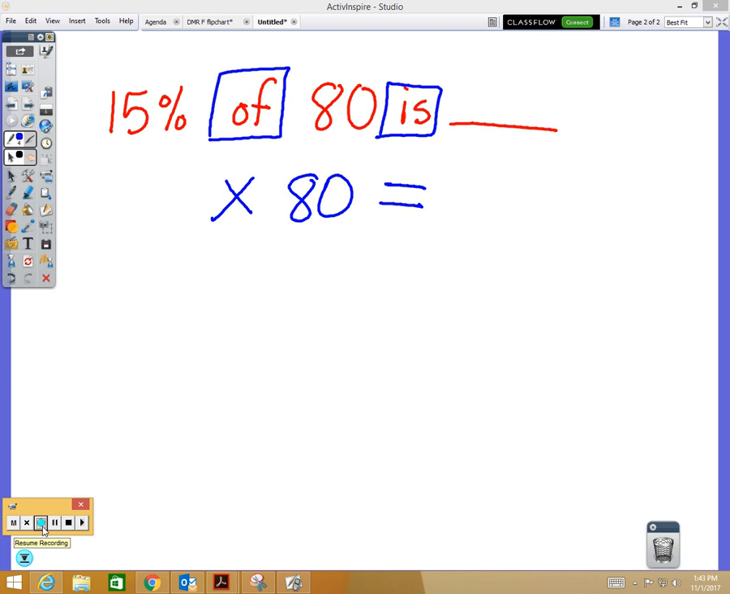So as a review, how do we change a percent into a decimal? We move the decimal 2 places to the left, right? So remember, it's always 2 places. So in the number 15, it makes it pretty easy because it's just 0.15 times 80, and then you hit enter. So go ahead and do that. 0.15 times 80, enter. 12.